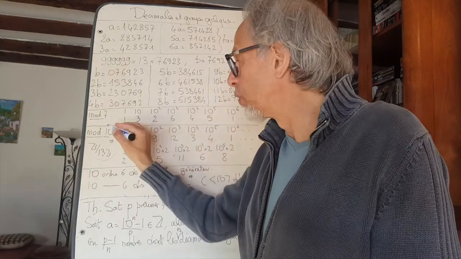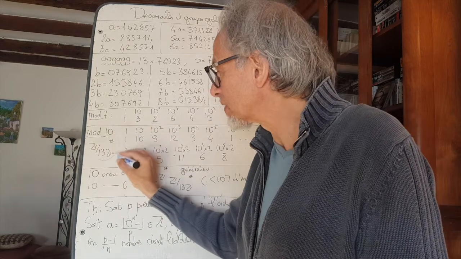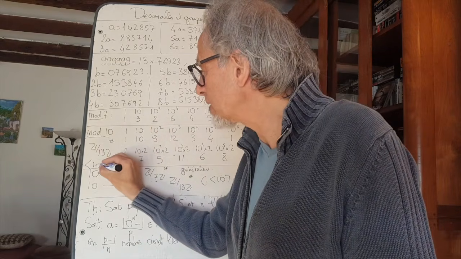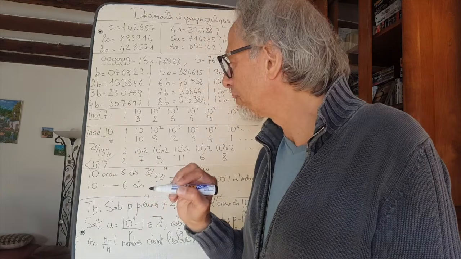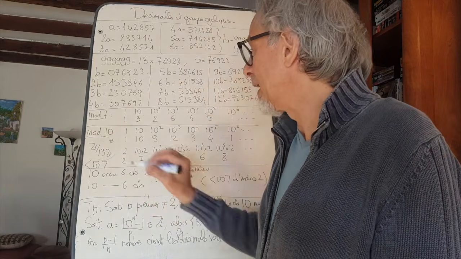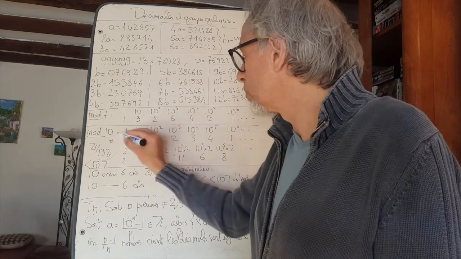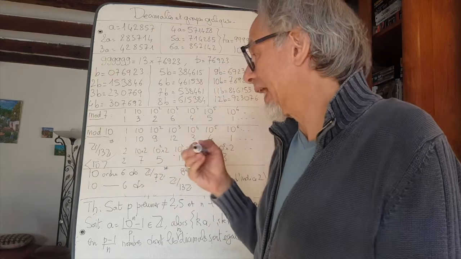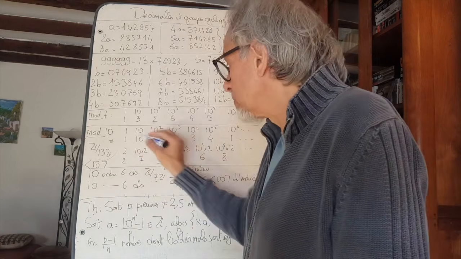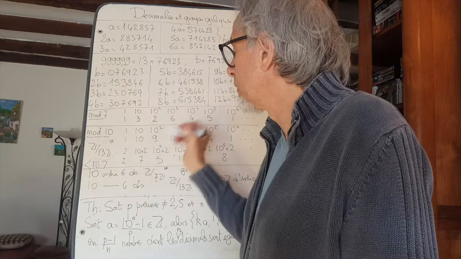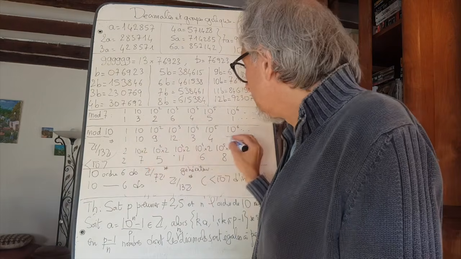There are two classes modulo 13 in the group Z13 star: the subgroup generated by 10, which is the subgroup itself, and the class of any element that is not in the group. So I'm going to take 2, which clearly is not in it.